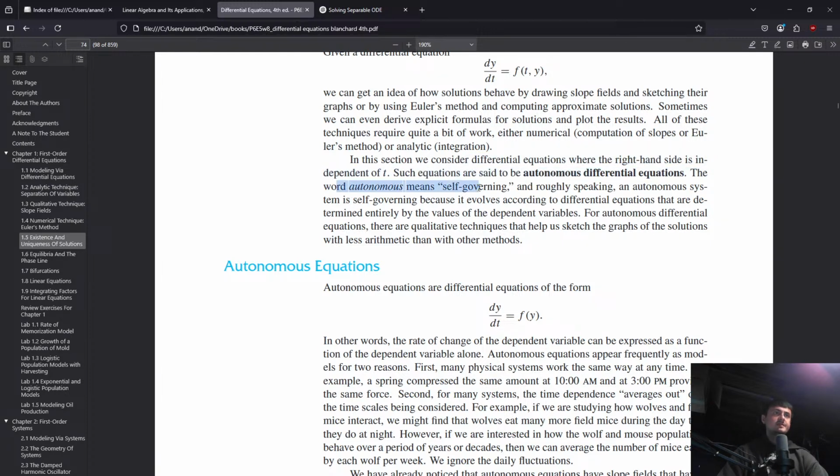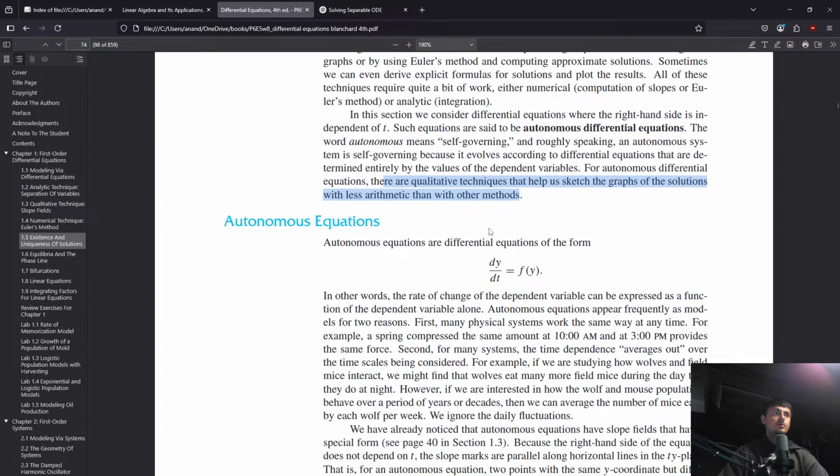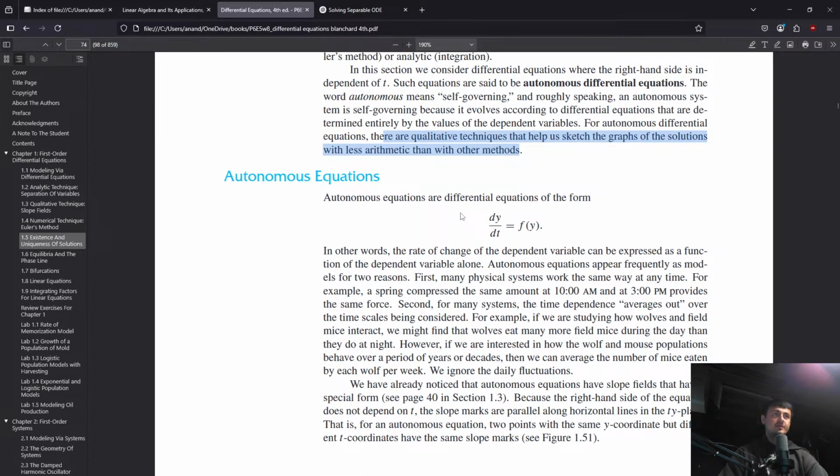The word autonomous means self-governing. Roughly speaking, an autonomous system is self-governing because it evolves according to differential equations that are determined entirely by the values of the dependent variables. For autonomous differential equations, there are qualitative techniques that help us sketch the graphs of the solutions with less arithmetic than with other methods. All right, so remember, autonomous equations are ones that just depend on the dependent variable.